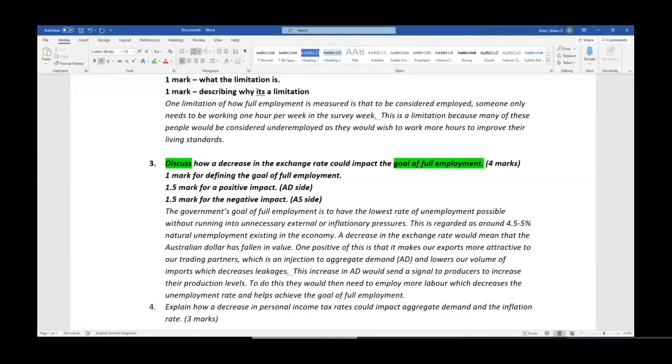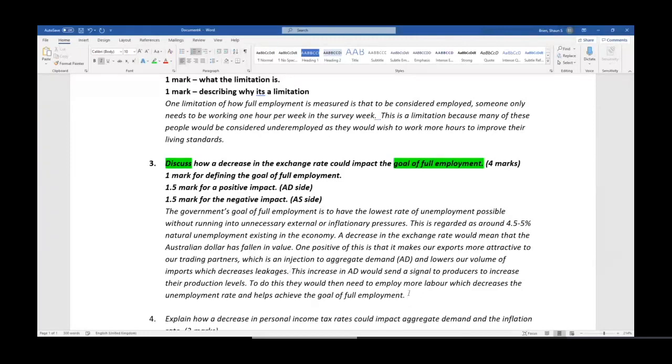So that's the first one. And it seems like a lot for 1.5 marks, and it kind of is. But then we'll get into the negative.